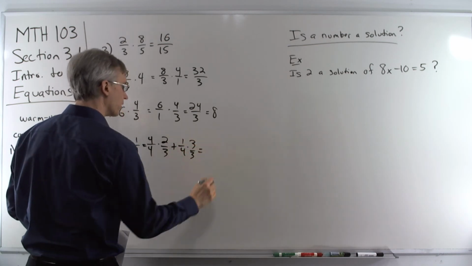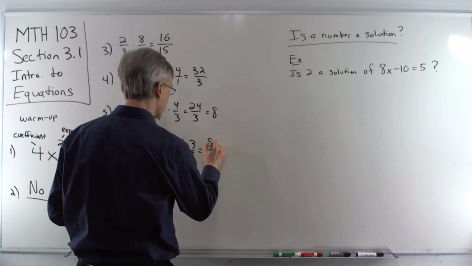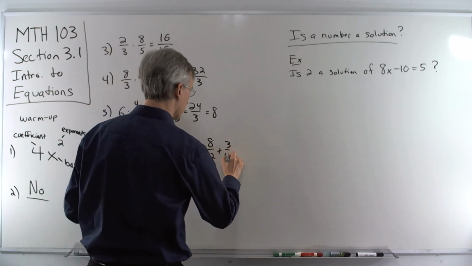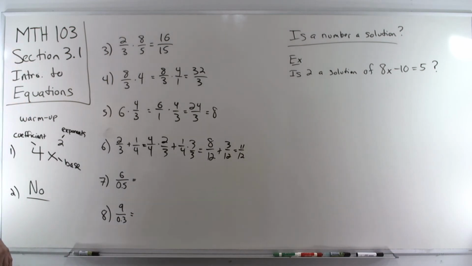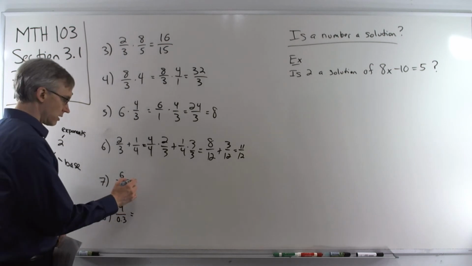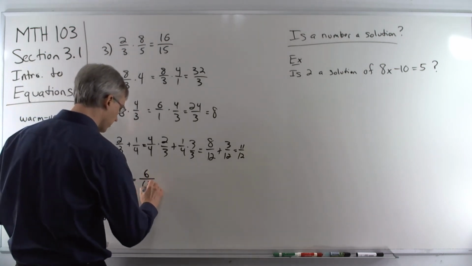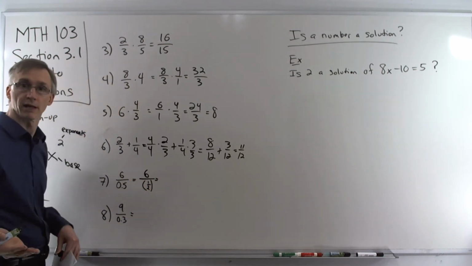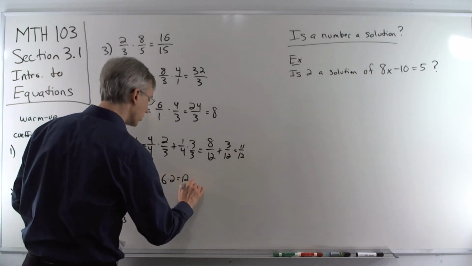Multiply the second one by 3 over 3. And that's going to give us 8/12 in the first one, plus 3/12, or 11/12. Now 6 divided by 0.5. 0.5 can be written as 1/2. So this is really 6 divided by the fraction 1/2. And if we divide by a fraction, that's the same as multiplying by its reciprocal. The reciprocal of 1/2 is 2, so that's 6 times 2, or 12.